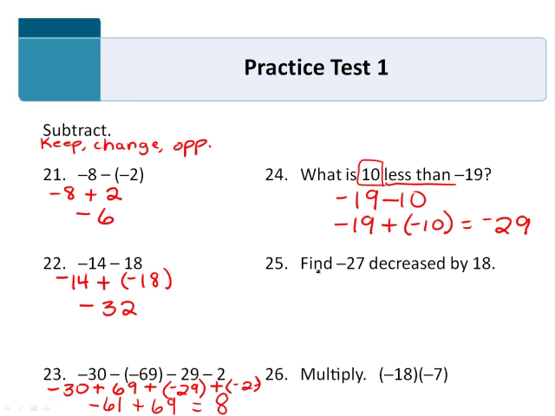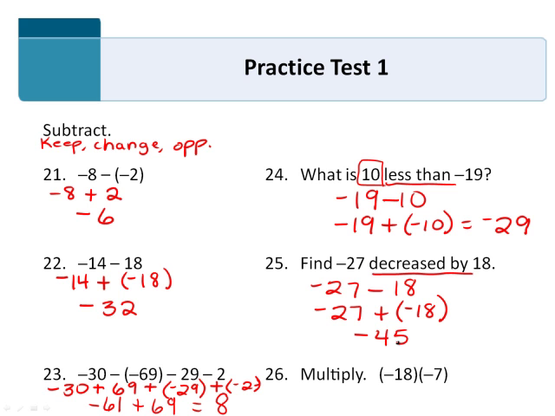Now number 25, find negative 27 decreased by 18. This one goes right in order. Negative 27 minus 18. So you do keep, change it to addition, and opposite, negative 18. Okay, the signs are the same, so I'm going to add and keep the sign, which would be negative 45.